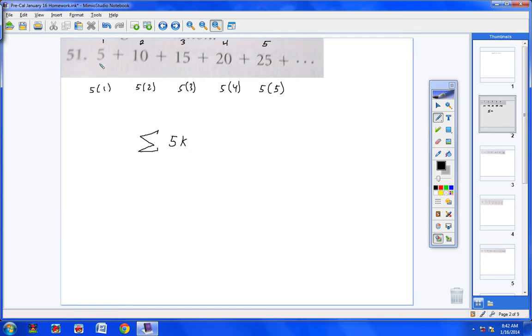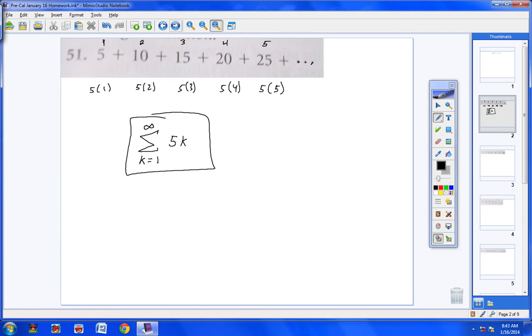Now let's see if that works. Put a 1 in, you get out a 5. Put a 2 in for k, you get a 10. Put a 3 in for k, you get a 15, etc. Now, k is going to start with number 1, term number 1, because you're putting a 1 in first. And then, normally you'd put a 5 here because you have 5 terms, but because of these dots, which are saying the sum goes on and on and on for infinity, you put infinity up here at top. So there you go. You did it. You just wrote this expression in sigma notation.